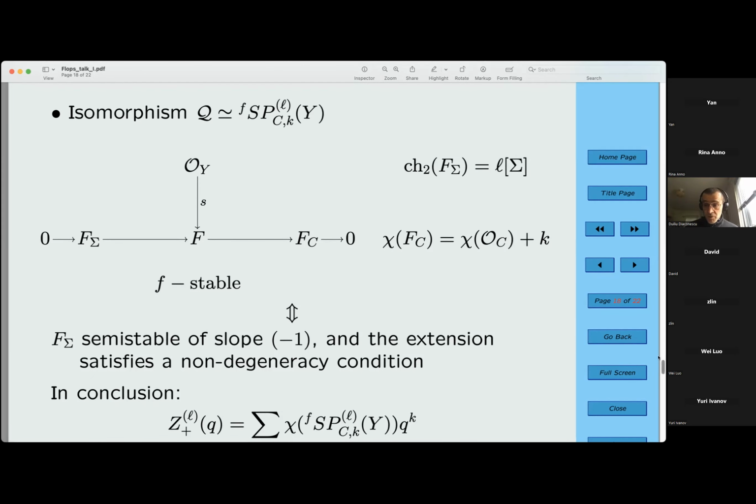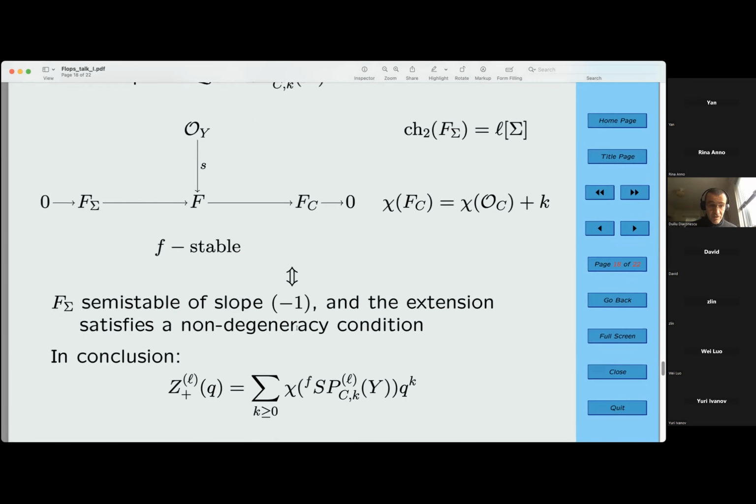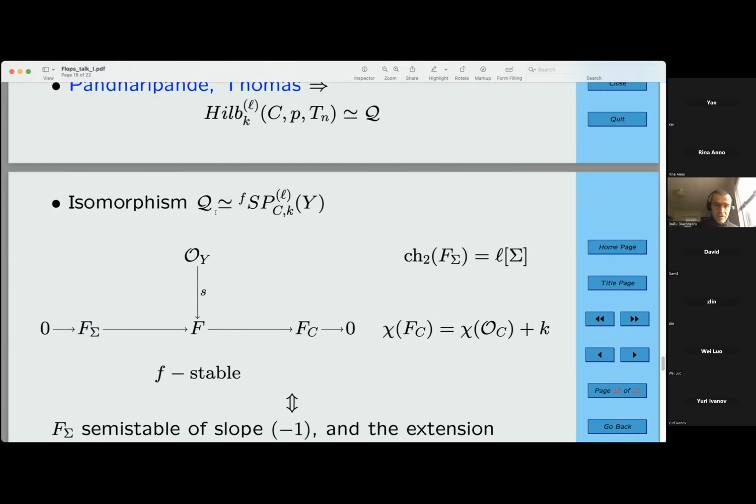And the very important thing is that you can prove that F sigma is a semi-stable sheaf of slope minus a fixed slope. And then there is going to be some non-degeneracy condition on the extension. And then using results of this nature, you can prove that this Quot scheme is isomorphic to the moduli space of C-framed F stable pairs on the threefold.